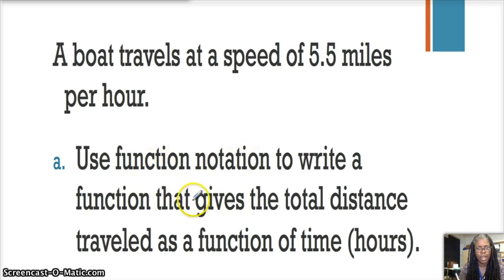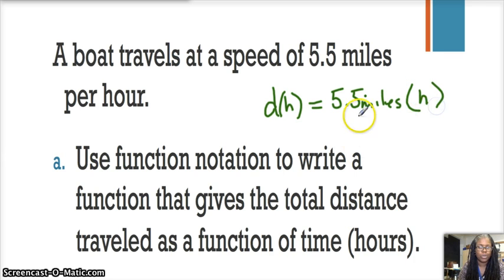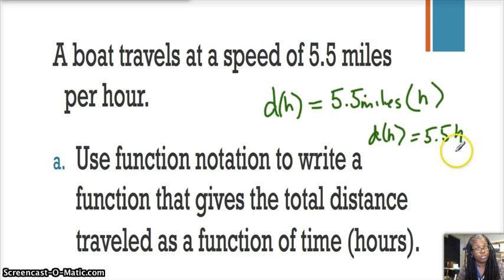Well, the function that I'm going to write is that the distance is going to be equal to what? When I think about it, distance is equal to rate times time. We know that. So the distance is depending on the number of hours, right? So the distance dependent on the number of hours is going to be 5.5 miles times the number of hours. A neater way to write this is d of h equals 5.5h, where h refers to the hours, and d refers to the distance.